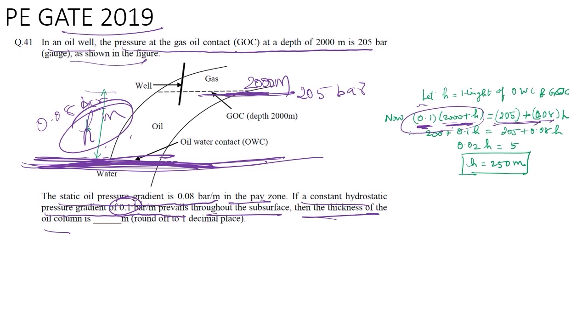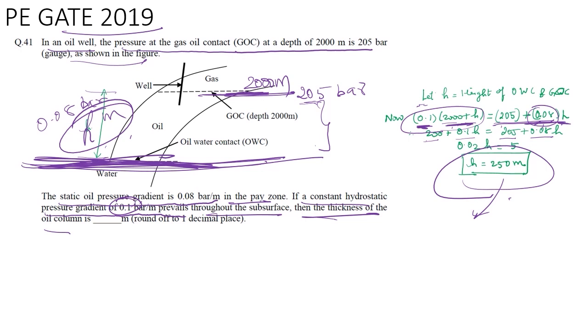Over here I know that at the top of the gas cap I have 205 bar plus the oil column's pressure. Again 0.08 is given as my static oil gradient multiplied by height. On multiplying it, I will get my pressure due to the oil column. On opening the bracket, I will get 200 plus 0.1 H equal to 205 plus 0.08 H. Taking H as the subject of the equation, I will get the height of the oil column as 250 meter.